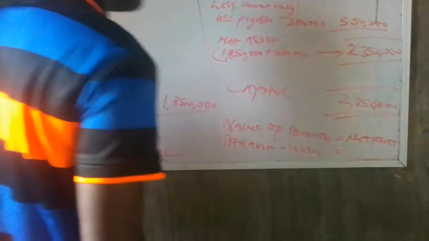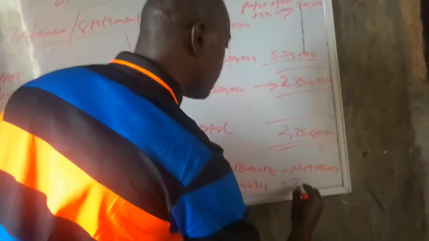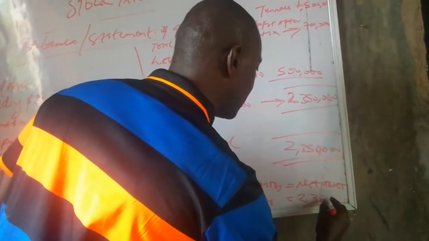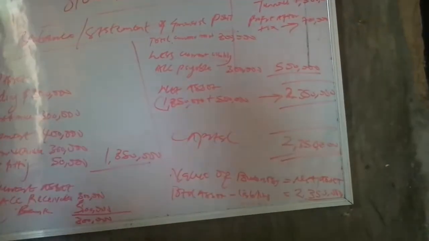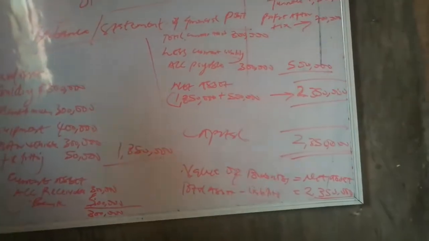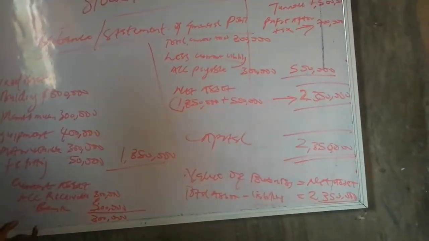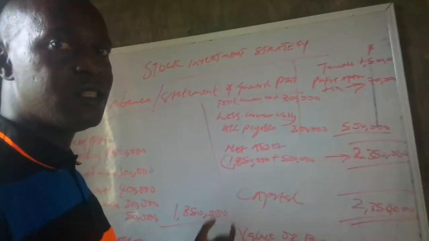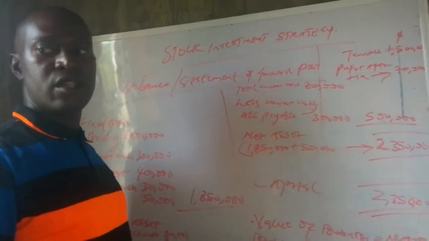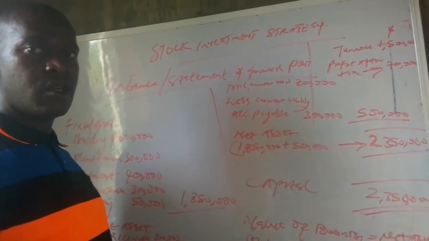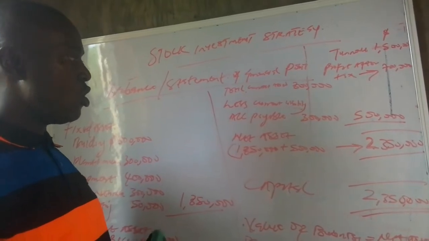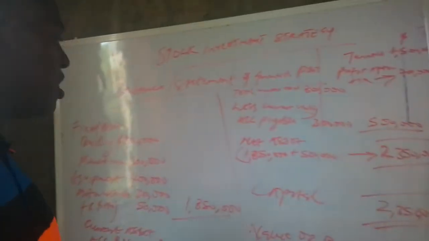So here in this case it is 2,350,000. So the value of the business is the totality of the assets minus any liability of the business. That will give you the net worth of the business. So that's it. Now we have to look at the liquidity ratio.